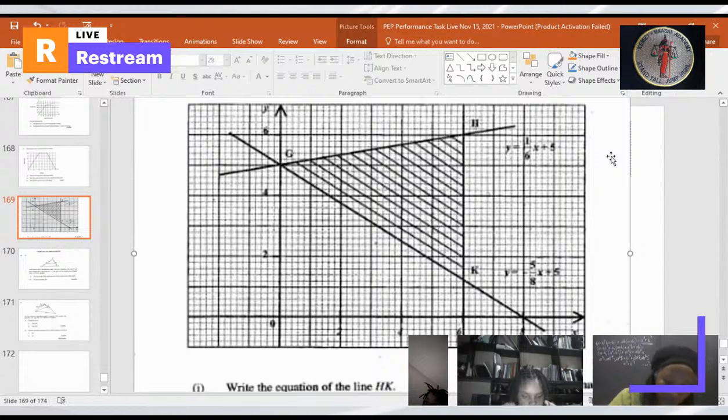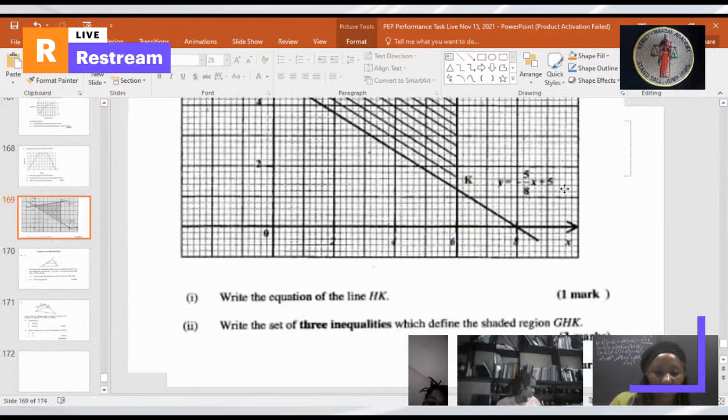That's the line x equals 6. Are you sure? Yes, miss. It runs right through where x is 6. It's a vertical line running through the point where x is 6. So HK is the line x equals 6.